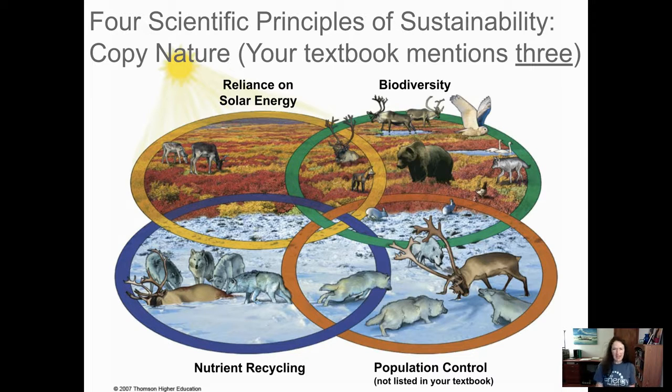And then this 4th one that isn't mentioned in your textbook is population control, which we often think of in terms of humans, like we should control the population size of the human species. But what this is referring to is just the natural ebb and flow of populations, predators and prey, keeping one another in check, making sure that the ecosystem has the resources to support the living organisms that are there. So that's something that naturally occurs in a sustainable system.